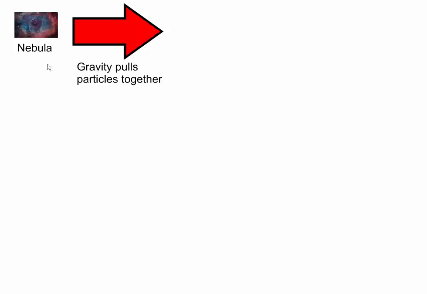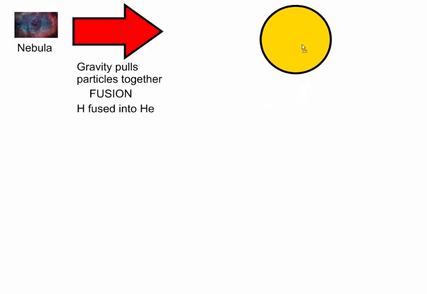In this nebula, you're going to have these particles being pulled together by gravity. Once you have enough particles, you're going to begin a nuclear reaction known as fusion. In fusion, smaller atoms are pressed together under extreme pressure into larger atoms. Their nuclei are actually combined. In doing so, we release a massive amount of energy, and a star is born.